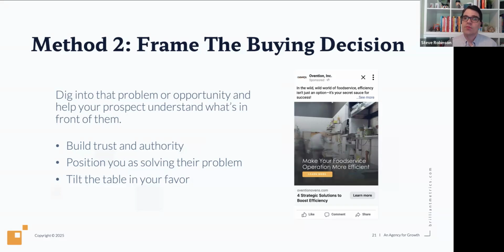And you can tilt the table in your favor by highlighting the aspects of the problem or the opportunity that your audience might not be thinking of. But once they start thinking about those attributes of the problem or opportunity, your solution is the obvious one.